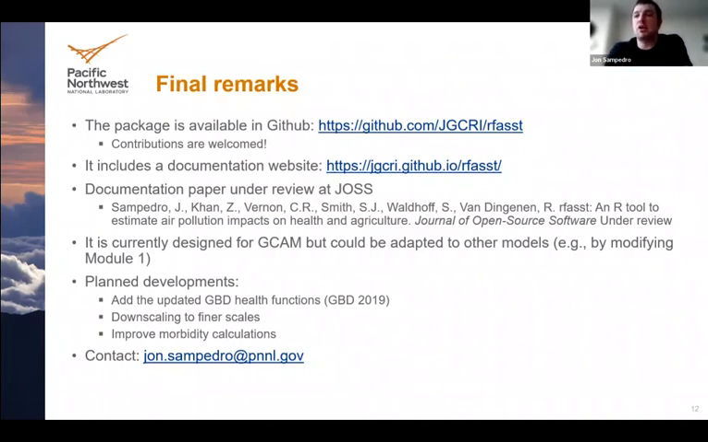And some planned developments that are going to depend on future project development: I would like to update the functions to the latest global burden of disease study. I would like to downscale to a finer scale, but it will require some time and a project dedicated to this. And I would also like to improve the morbidity calculations, which are now based on a fixed radius. Yeah, there you have my contact. If you are interested in the tool, please do not hesitate to contact me. And that's what I have.